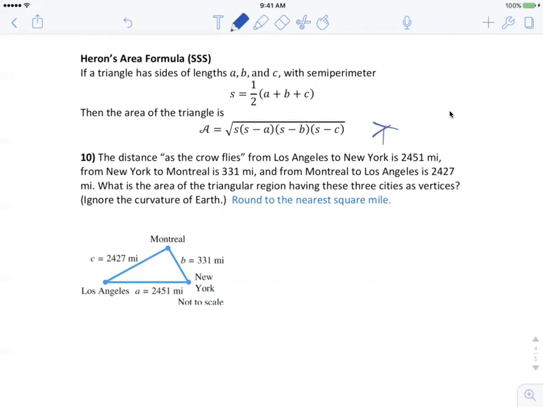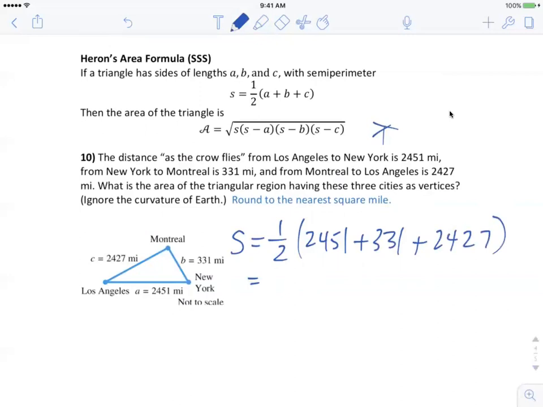So let's just try to apply it. The first thing you have to do is find the semi-perimeter. In this case, it's half of all of the sides added together, A plus B plus C. If you add them all up and cut it in half, you're going to get 2604.5. So there's your first step, find that semi-perimeter.